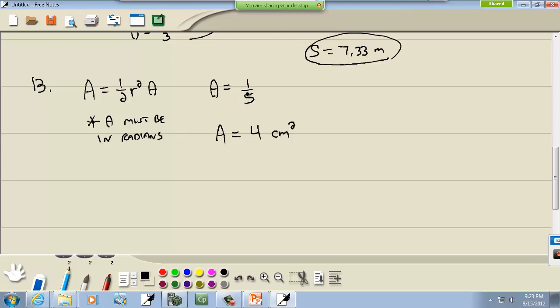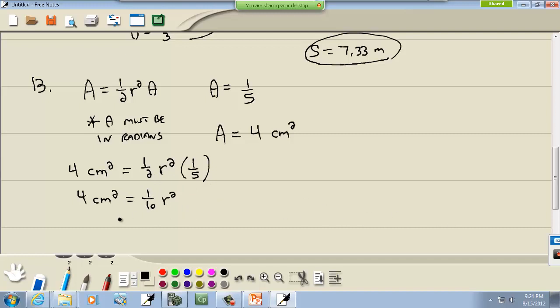Which is okay, this is already in radians, so we're fine there. So let's just plug in everything. Try it again. A is what they give us. So this is 4 centimeters squared equals 1/2 r squared. We're missing the r, aren't we? So that's what we got to find. And theta is 1/5. So we got 4 centimeters squared, 1/5 times 1/2 is 1/10 r squared.